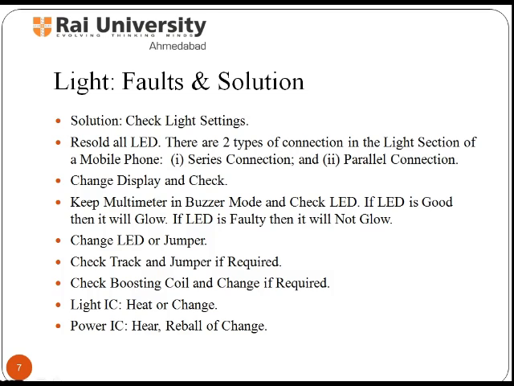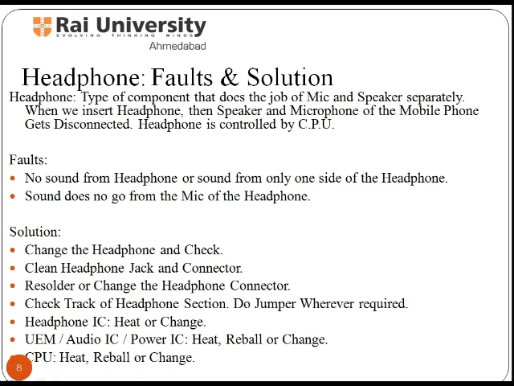Then resolder all LED. There are two types of connection in the light section of a mobile phone, that is series connection and parallel connection. Change display and check. Keep multimeter in buzzer mode and check LED. If LED is good, then it will glow. If LED is faulty, then it will not glow. Change LED or jumper. Check track and jumper if required. Check boosting coil. Light IC heat or change the power IC.